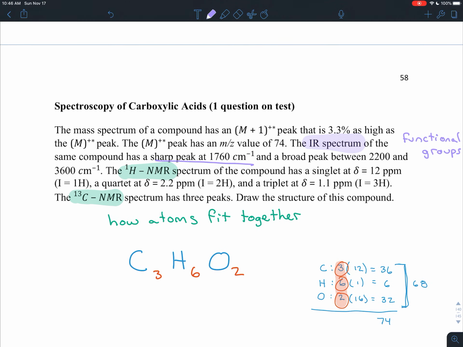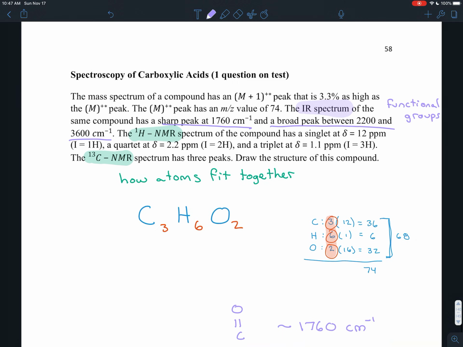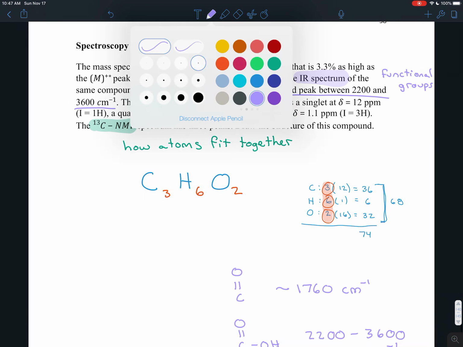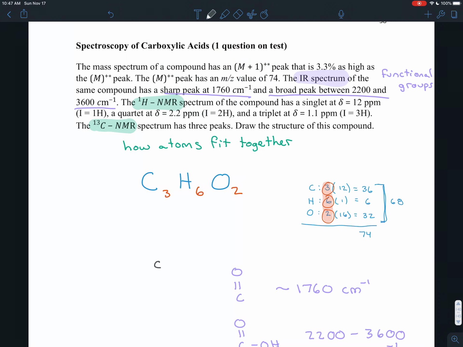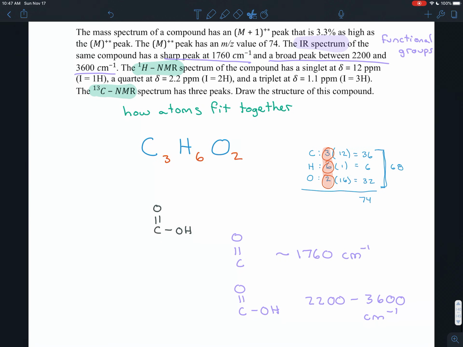So carboxylic acid is looking good, but keep in mind, at this point, we still could have just an aldehyde or a ketone. We have to look for the broad peak between 2200 and 3600 wave numbers. Because we have both of those, we know that we have to have a carboxylic acid. Whatever else is in the molecule, we have to have a carbon double bonded to oxygen, single bonded to an OH.